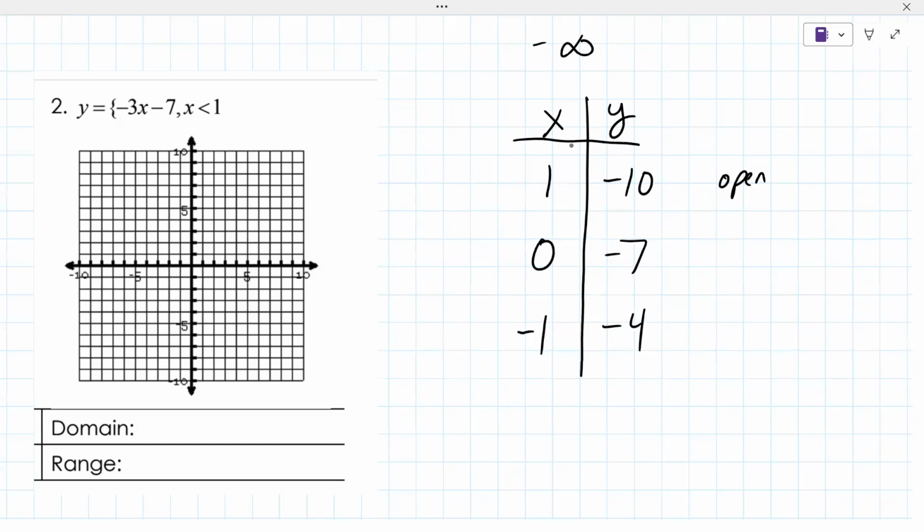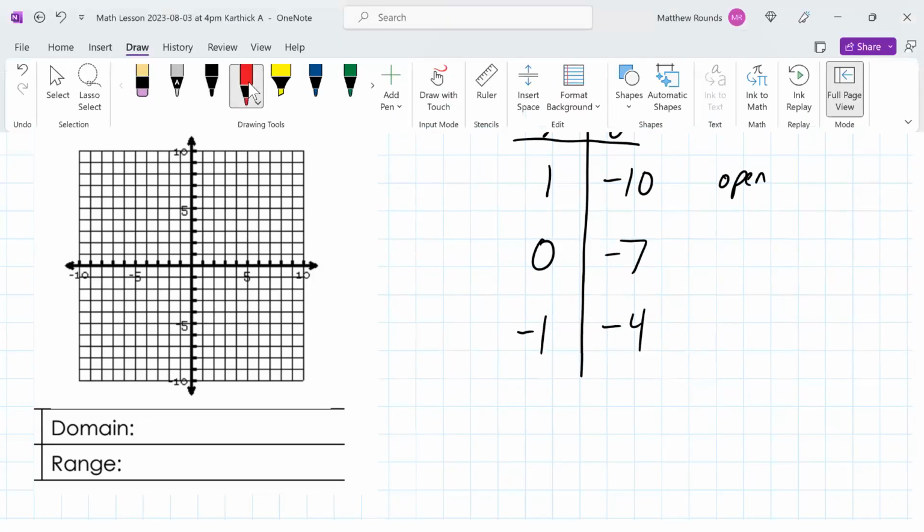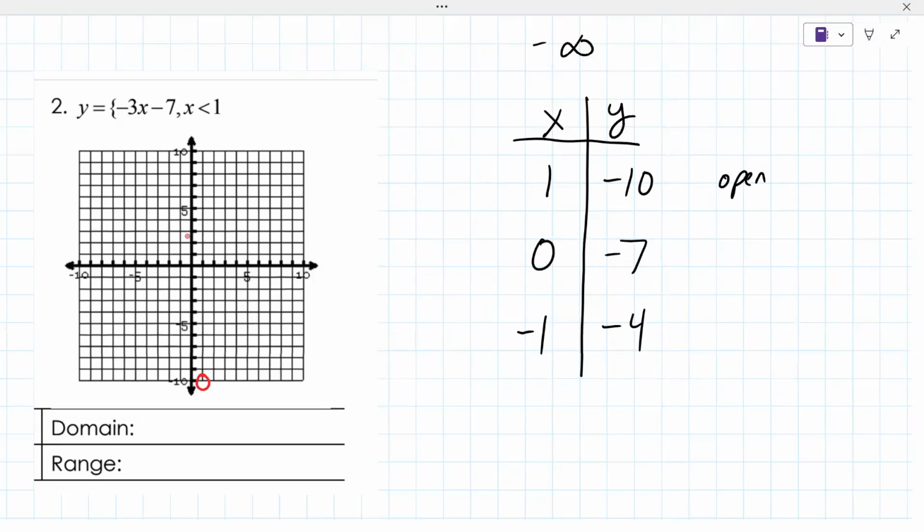Okay. Good. So when you graph that, I'll do that in red here. 1, -10, open circle, 0, -7. One of the reasons I was asking about how many points to plot is that sometimes these things make sure you plot the y-intercept and the x-intercept. She wants us to plot the y-intercept if it falls within that range. That makes sense.